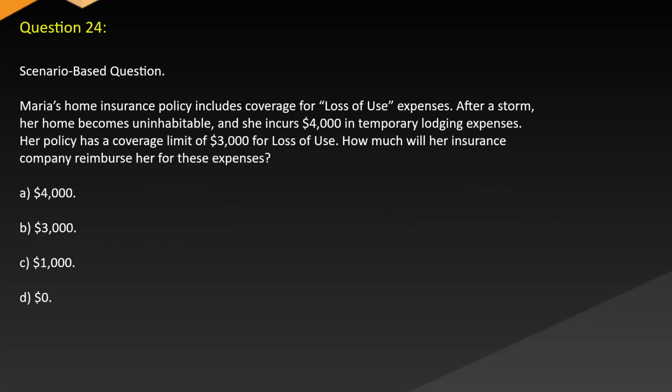Question 24. Scenario-based question. Maria's home insurance policy includes coverage for loss of use expenses. After a storm, her home becomes uninhabitable and she incurs $4,000 in temporary lodging expenses. Her policy has a coverage limit of $3,000 for loss of use. How much will her insurance company reimburse her for these expenses? A. $4,000. B. $3,000. C. $1,000. D. $0.